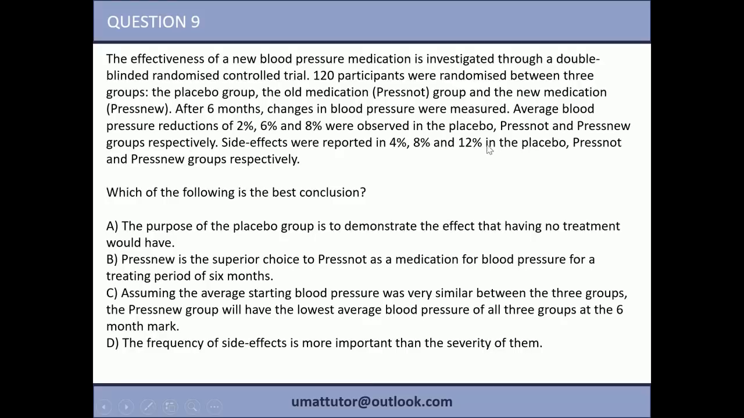It also mentions some side effects, and you can see the side effects are 4%, 8%, and 12% respectively. So the placebo group had both the lowest drop in blood pressure and the lowest side effect profile, whereas the Presnu, the new medication, had both the highest average drop in blood pressure and the highest side effect profile. So given all of that, which of the following is the best conclusion?